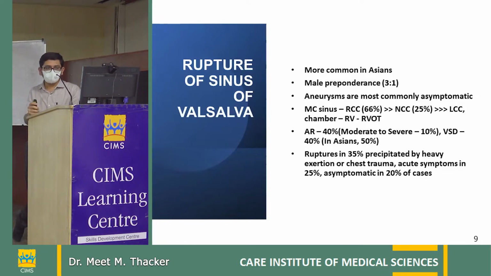Ruptures are many a times precipitated by heavy exertion or chest trauma, and they have acute symptoms in 25% of cases. So what we think is that RSOV will always have chest pain and an acute presentation, but that happens only in 25% of cases, and almost 20 to 25% of cases will be asymptomatic, and they may have gradual onset or progression of dyspnea and palpitation as this boy had.